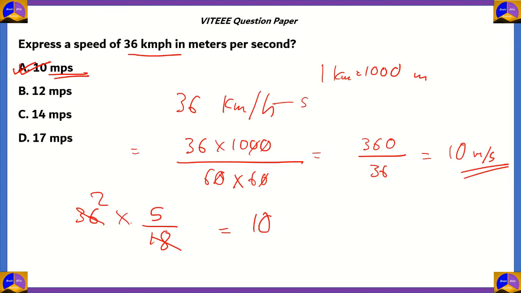So without changing the units, you can directly get your answer just by multiplying the quantity in kilometers per hour by 5 by 18. So you'll get the quantity in meters per second. So 10 meters per second is the correct option.